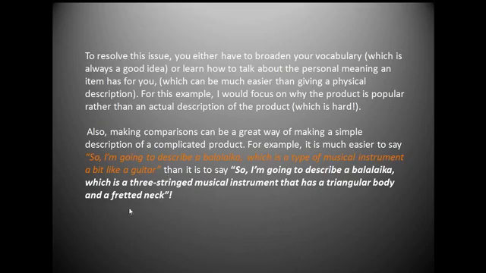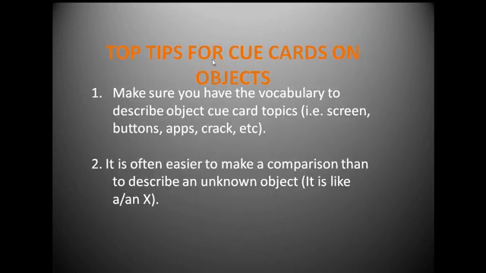If you say, I'm going to describe a balalaika, which is a 3-stringed musical instrument that has a triangular body and a fretted neck, obviously it takes a lot of effort to explain. So comparisons are always welcome. Clear, students? Moving next.